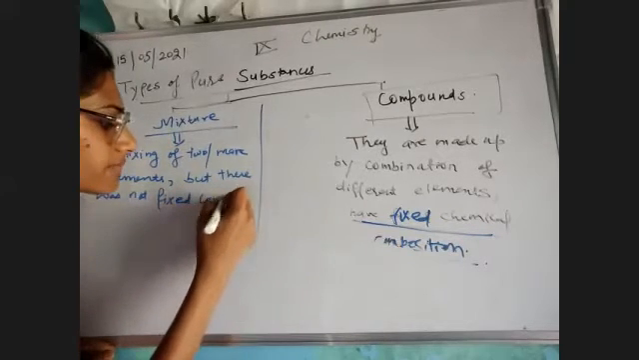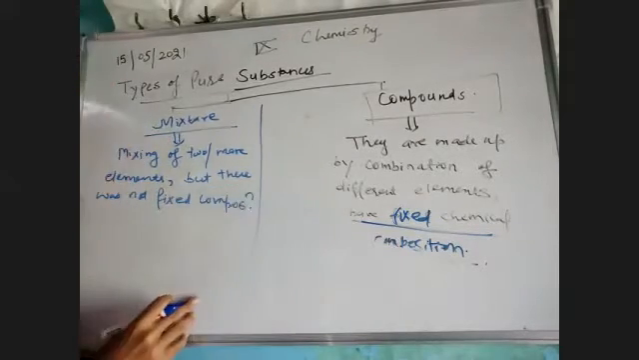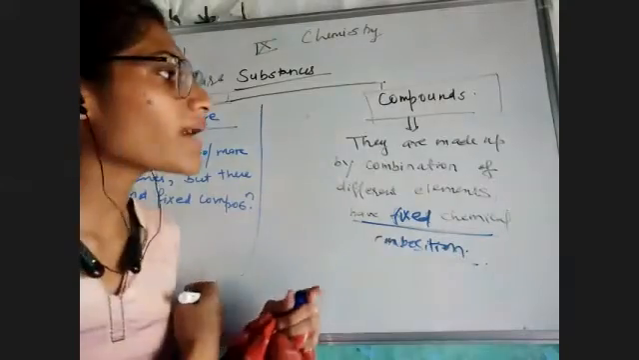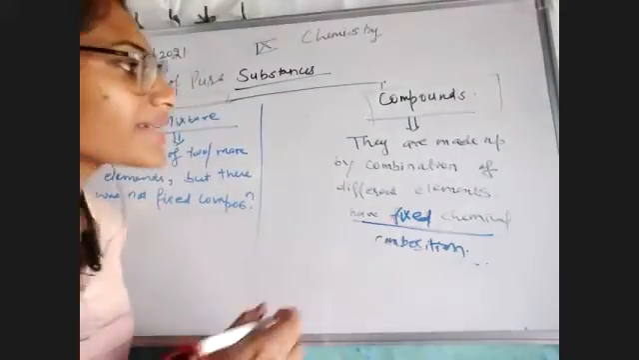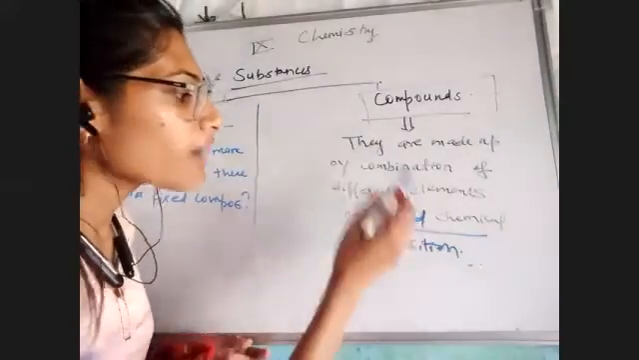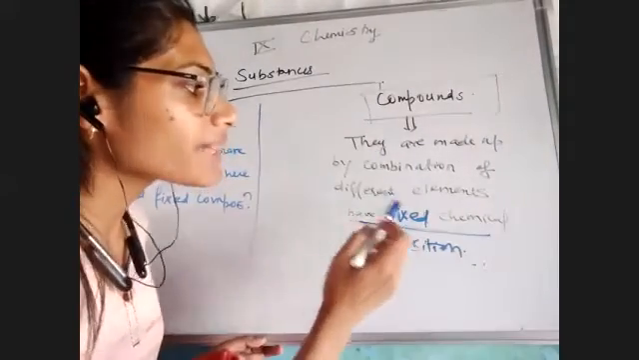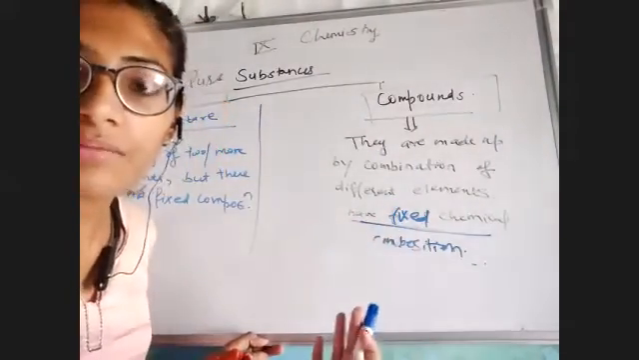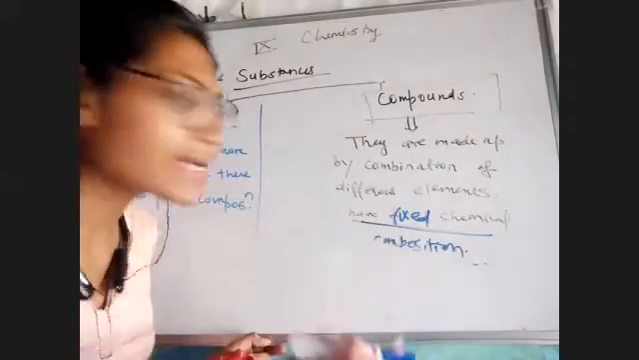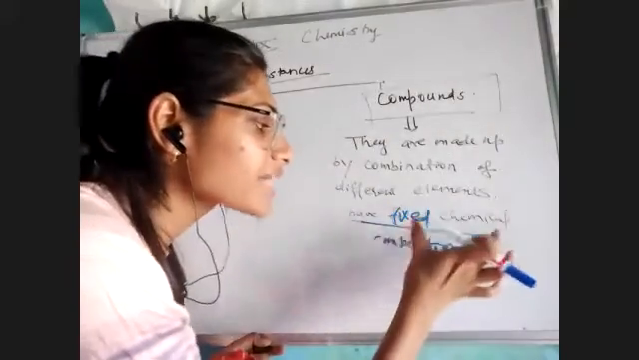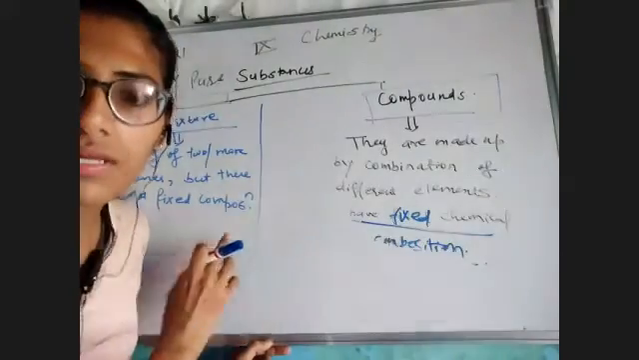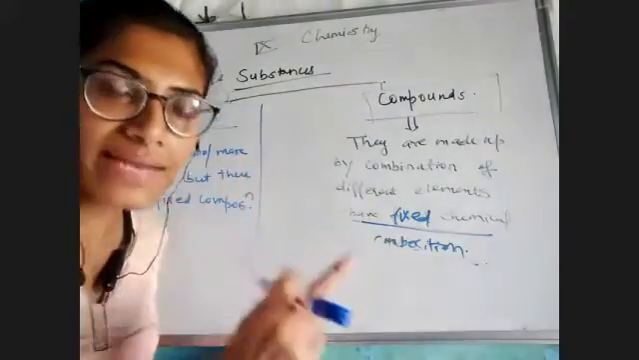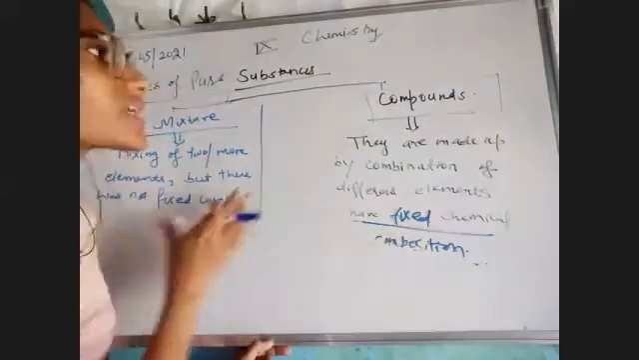Does that make sense? Mixtures are also made up by combination or mixing of 2 or more elements, same as compounds. Compounds are also made up of a combination of 2 or more different elements, but the reason is they have a fixed chemical composition, while mixtures do not have any kind of fixed chemical composition. Keep that in your mind. This is the main difference between mixtures and compounds.